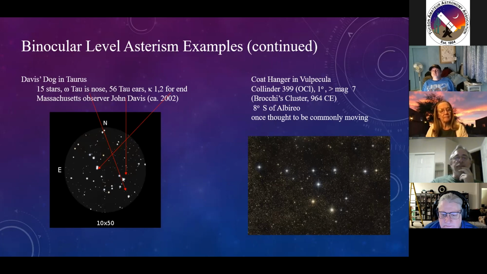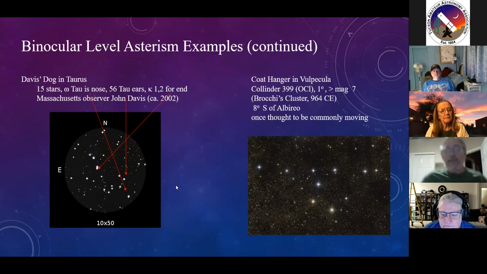In the case of 56 Tauri, and there's another star, and I can't remember the number, but pretty much the ears, the front of the dog, the front feet, and then as you move to the rear of the dog, there's actually a system back here, a double, and I think these are the Kappa 1 and 2 Tauri, pretty much defining the end of the dog, and then of course we have the tail back here. So this is kind of interesting.